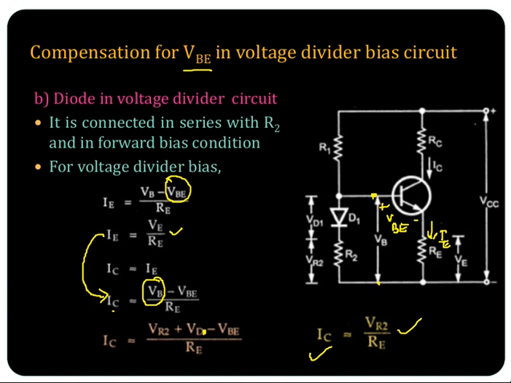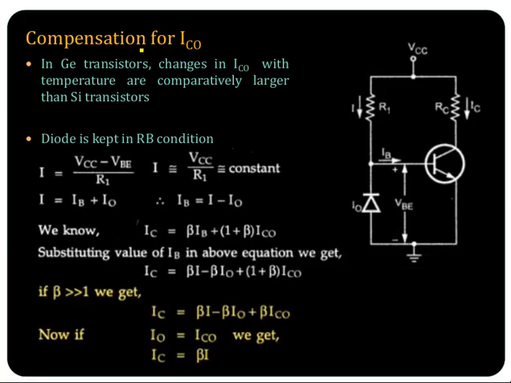So this is again providing compensation for VBE in the voltage divider bias circuit. So these are the two methods. Next we'll see how to get compensation for ICO. In germanium transistors, changes in ICO with temperature are comparatively larger than in silicon transistors. So here the diode is kept in reverse biased condition.